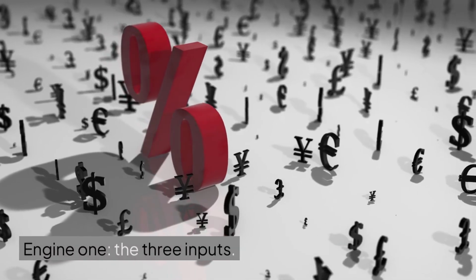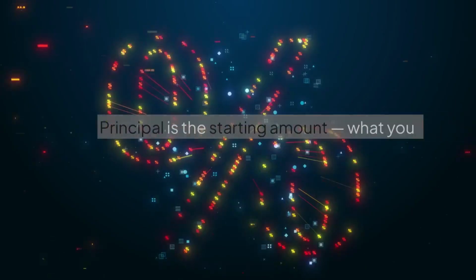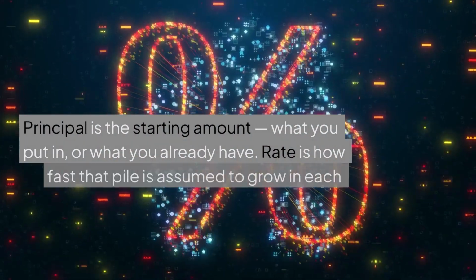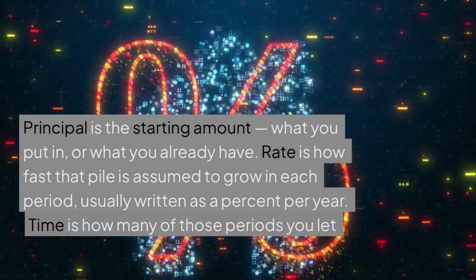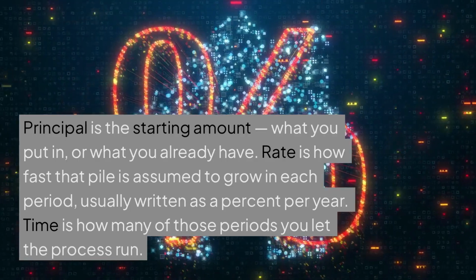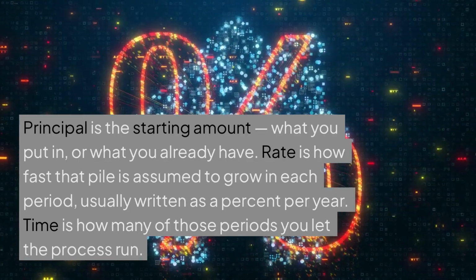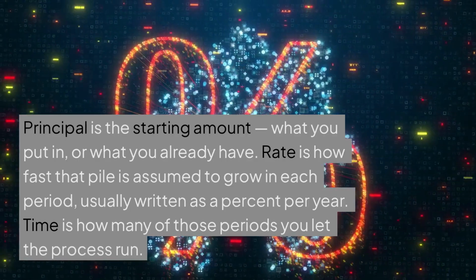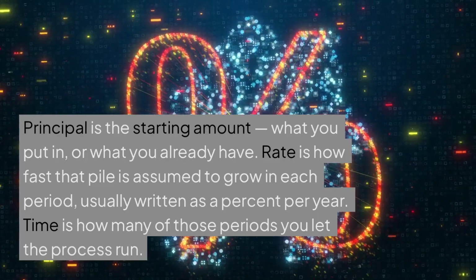Engine 1. The three inputs. Principal is the starting amount. What you put in, or what you already have. Rate is how fast that pile is assumed to grow in each period, usually written as a % per year. Time is how many of those periods you let the process run.